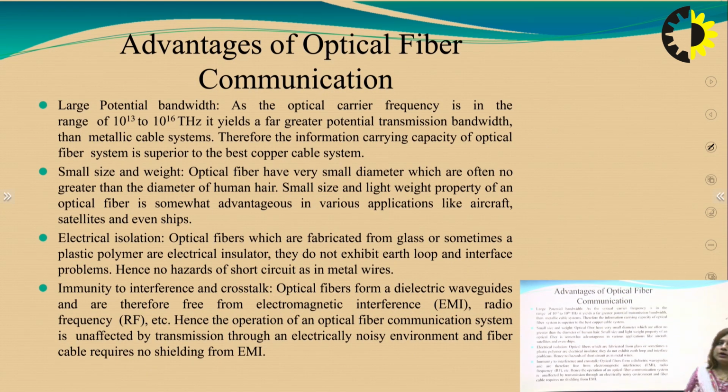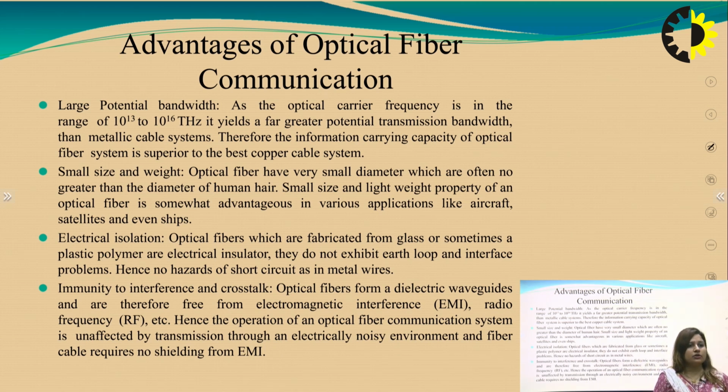So what are the advantages of optical fiber communication? It has larger potential bandwidth. As I have discussed, the range is from 10 to power 13 to 10 to power 16 hertz. So it has great potential transmission bandwidth compared to metallic cable systems. Therefore, the information carrying capacity of the optical fiber system is superior to coaxial cable.